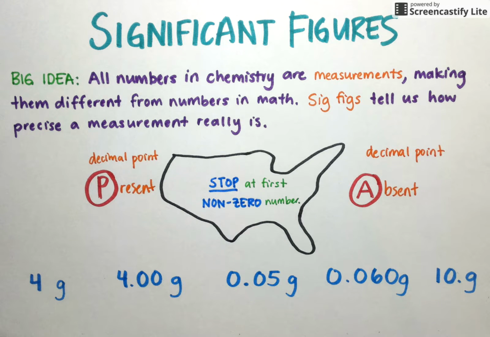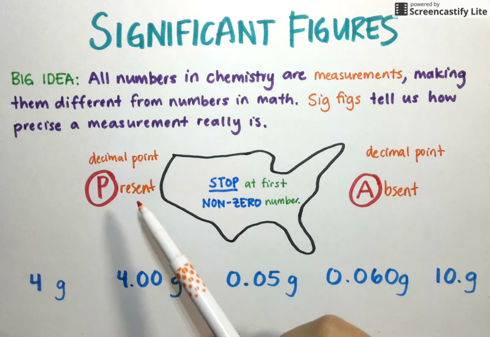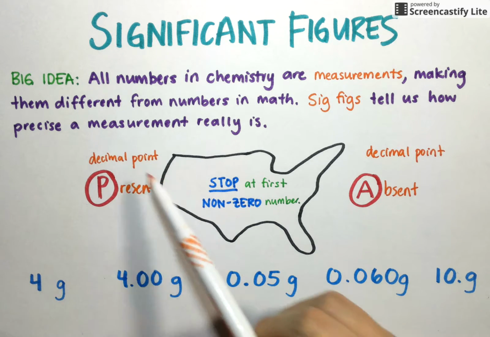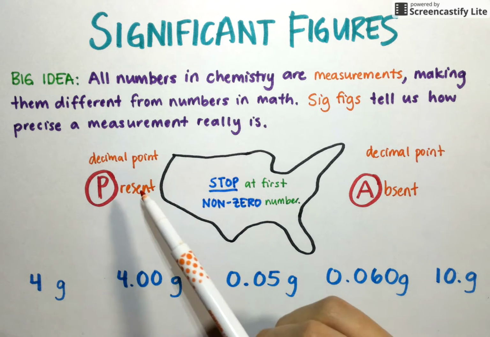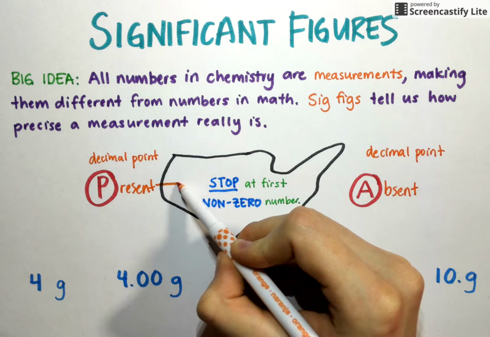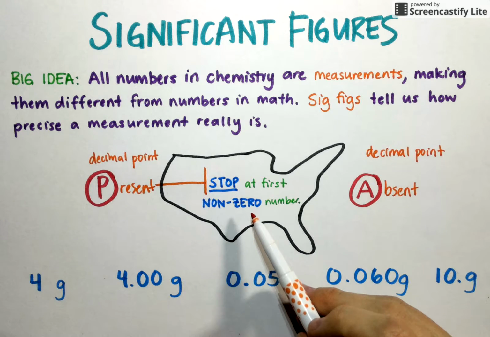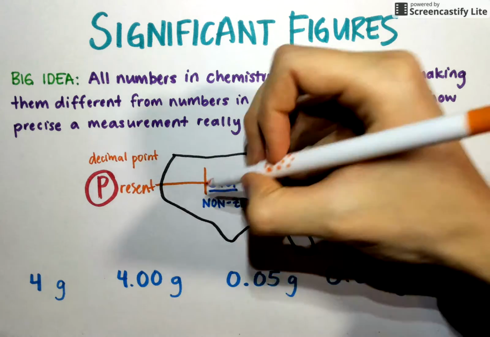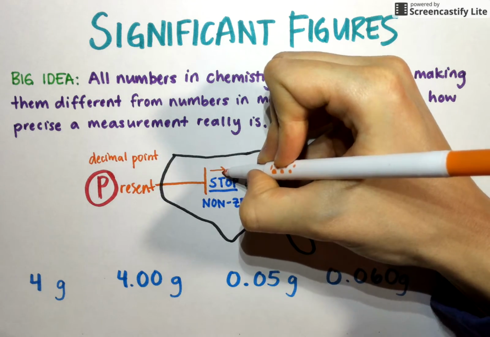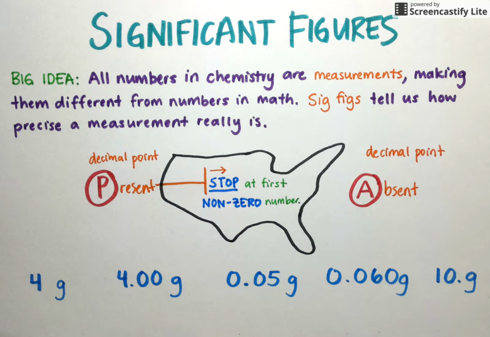So I've got a bunch of different examples of numbers, and we're going to use this overview to help us count significant figures. So the way this tool works is that if there's a decimal point present in the number, we're going to start on the left-hand side of that number and move right until we hit the first non-zero number. And at that point, every number to the right is going to be counted as significant and a measure of precision in that number.